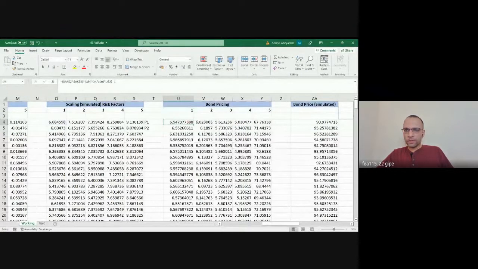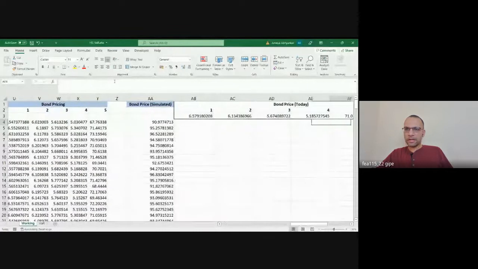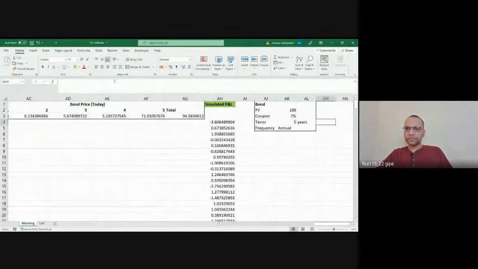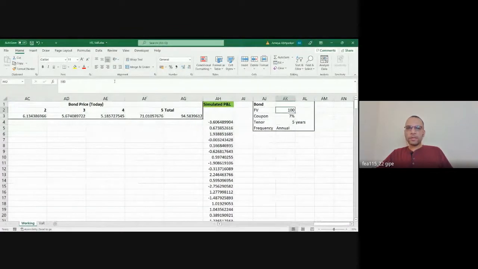So I think the bond specifications I have written on the right hand side. I have a face value I have assumed as 100. Coupon is 7%. Frequency I've kept as annual for simplicity. Tenor is 5 years.